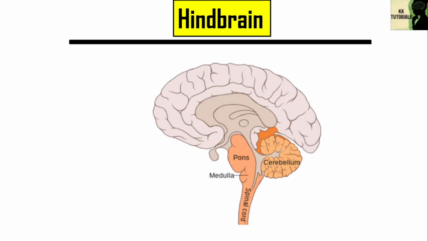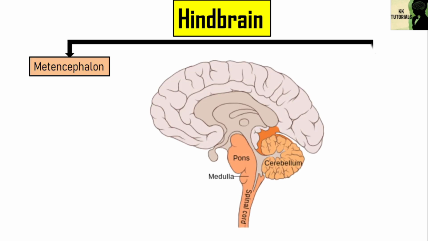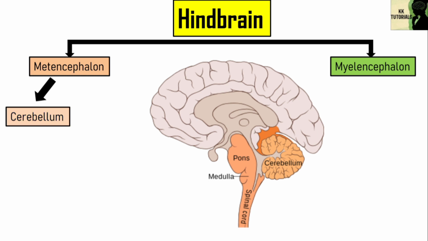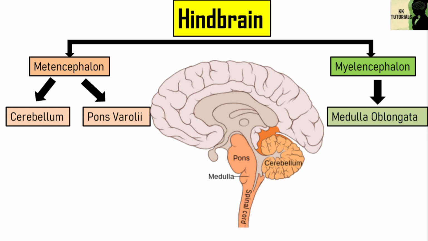Hindbrain consists of Metencephalon and Myelencephalon. Metencephalon includes cerebellum and Pons Varolii, whereas Myelencephalon includes Medulla Oblongata. In this image, you can see the location of each of these three parts: cerebellum, Pons, and the Medulla Oblongata. Now let's talk in more detail about the anatomy and physiology of each of these three parts.